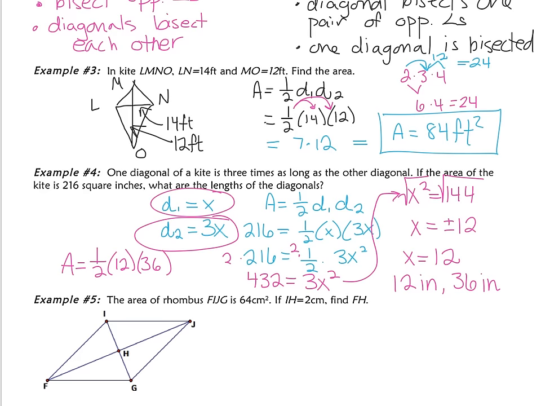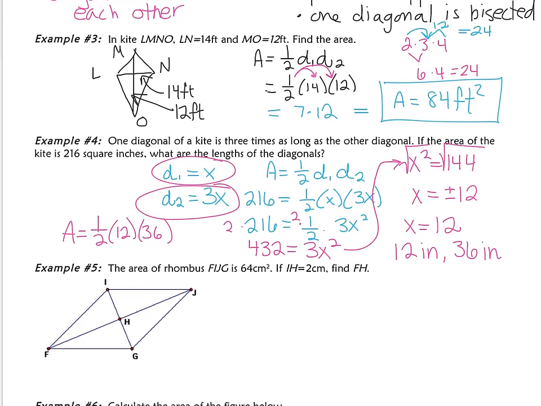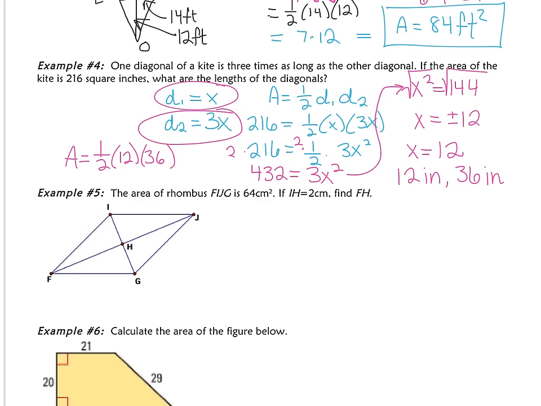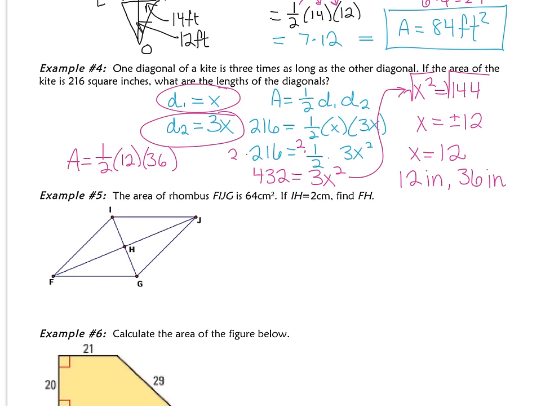Okay, example number 5 over here. They told me that the area of rhombus FIGAG is 64 centimeters squared. If IH is 2 centimeters, find FH. So let's label what we have here. IH is 2, and they gave me the area. Those are the only two things they gave me.